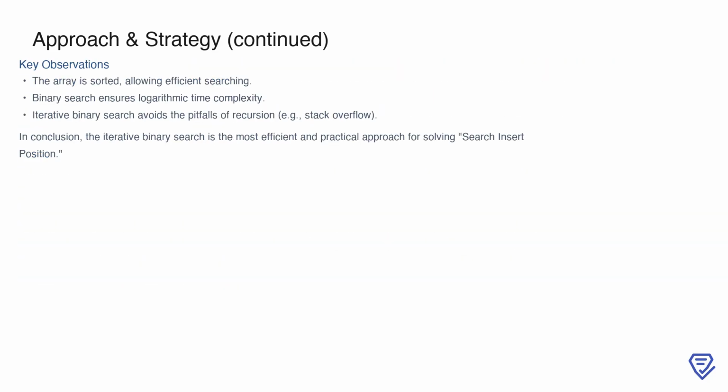To summarize, the key observations that shaped our approach are centered on the properties of the input array. The fact that the array is sorted allows us to use binary search, ensuring an efficient logarithmic time complexity. By opting for the iterative version of binary search, we avoid potential issues like stack overflow that can arise with recursion, while still maintaining the same level of efficiency.